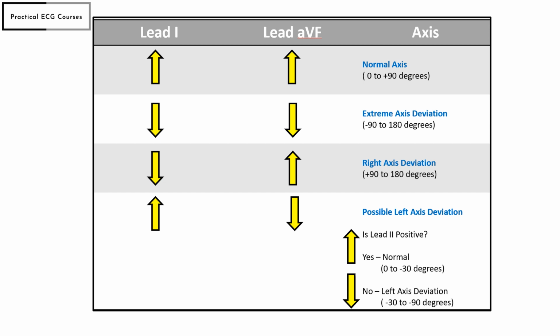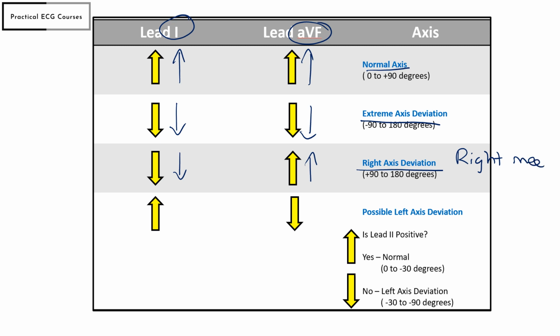To summarize once again, look at the QRS in lead 1 and AVF and see if it is predominantly positive or negative. If it is both positive, that's normal axis. If it is both negative, that is extreme axis. There's only two more possibilities. They can go towards each other or away from each other. If they're traveling towards each other, that is, if lead 1 is predominantly negative and AVF is predominantly positive, that is right axis deviation. And the mnemonic for that is right meets.